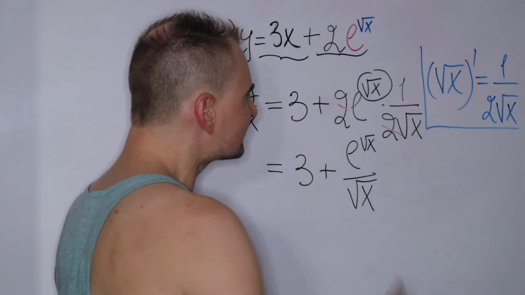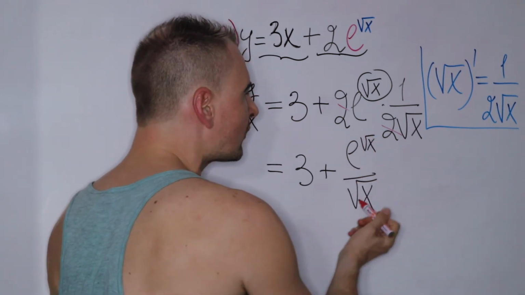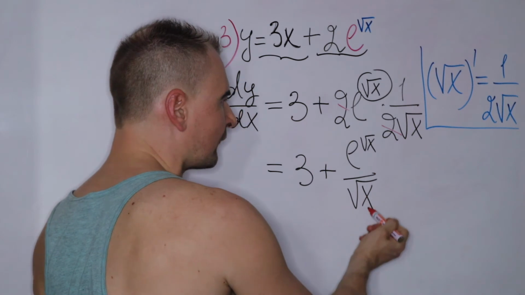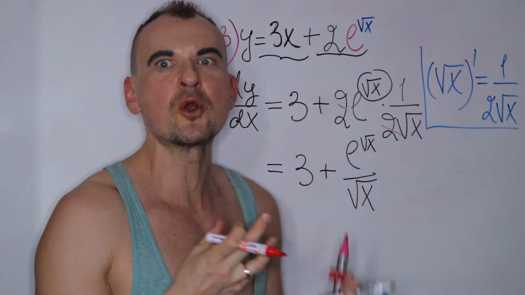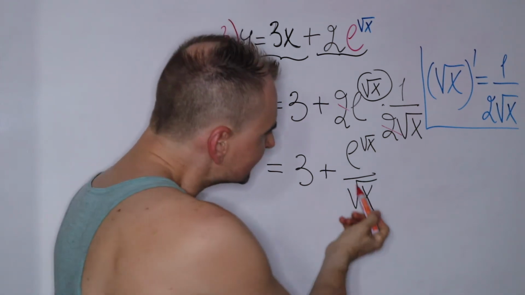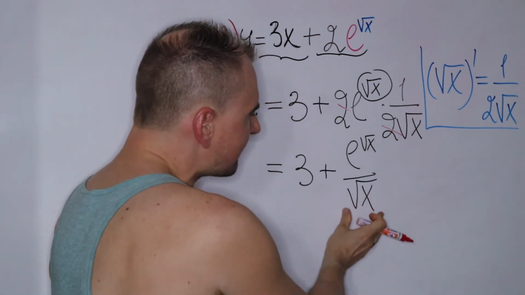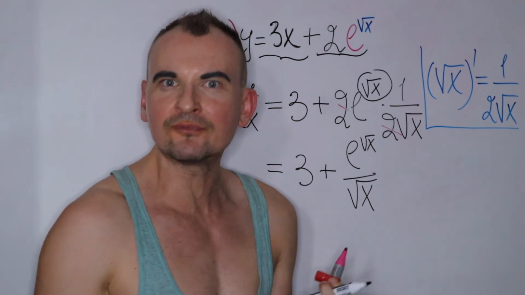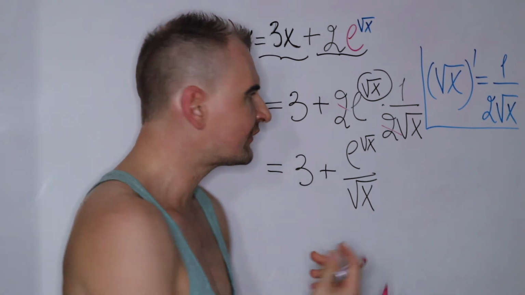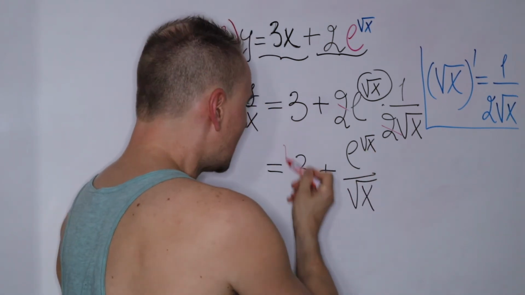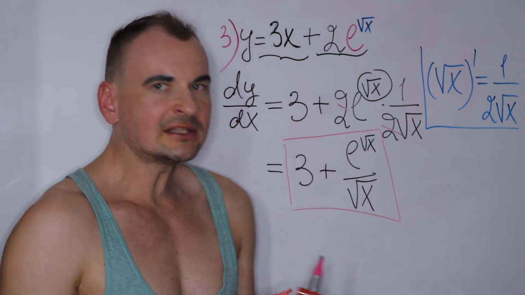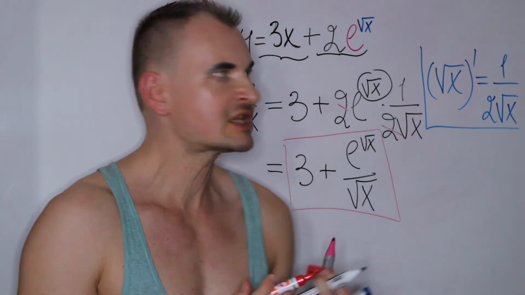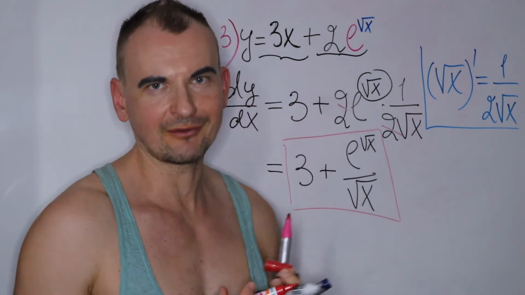Do not confuse this power of square root with this square root of x. So this square root appears as an argument for your exponential function. This square root of x is just a separate algebraic function. So they're completely different. Do not mix them, do not get confused by this. So that's your final result, that's your final derivative for this original function.